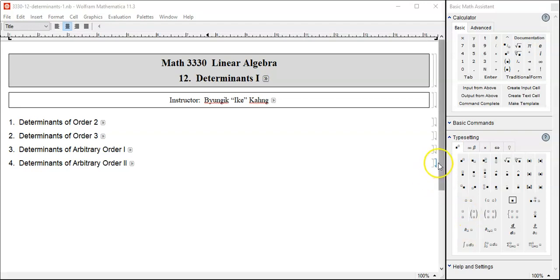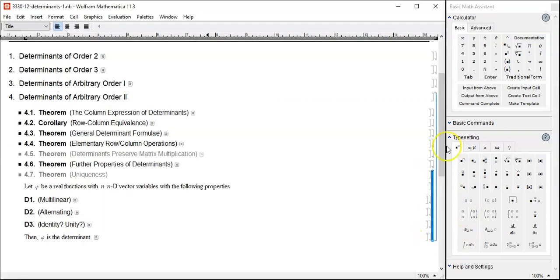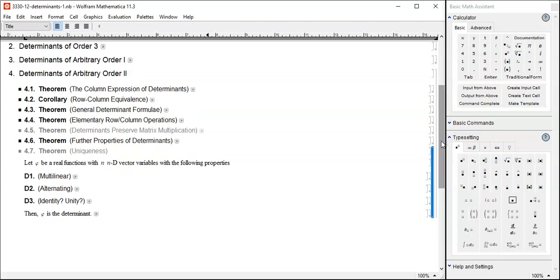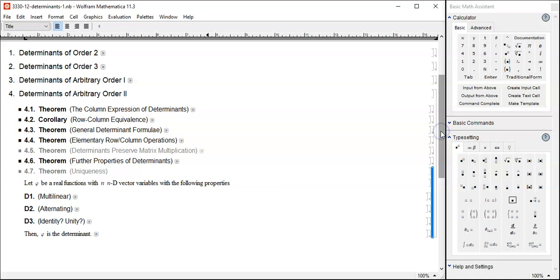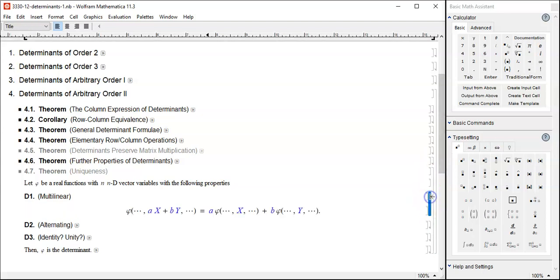The last topic, here we go, the uniqueness. Let phi be a real function with n-dimensional vector variables in column vector form with the following properties. Number 1, multilinear. We have n column vectors, and in the jth entry, we have a linear combination ax plus by. Then it can be separated, as you can see in the right hand side, and that applies for each column, j equals 1 to j equals n. So this is basically n linearities put together.